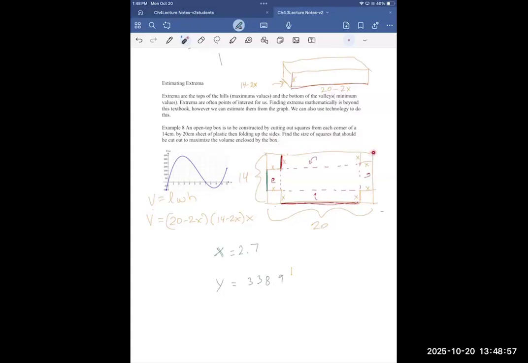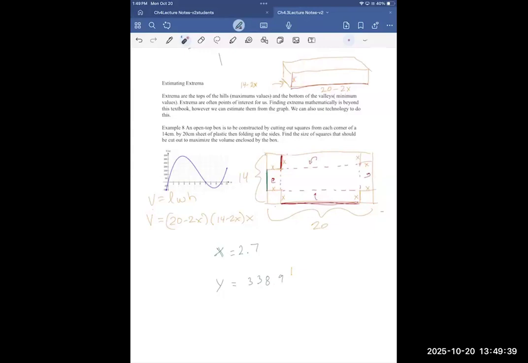So it sounds like they have this rectangle piece of plastic, and they're going to cut out a square from each of the four corners. Okay? And they want us to find the size of the square that should be cut out to maximize the volume of the box. So when they're done cutting out the squares of the corners, then they're going to fold up. So see the red dotted lines here, that's where they're going to fold up these sides. And it's going to look like this. It's going to look like a box without a top.